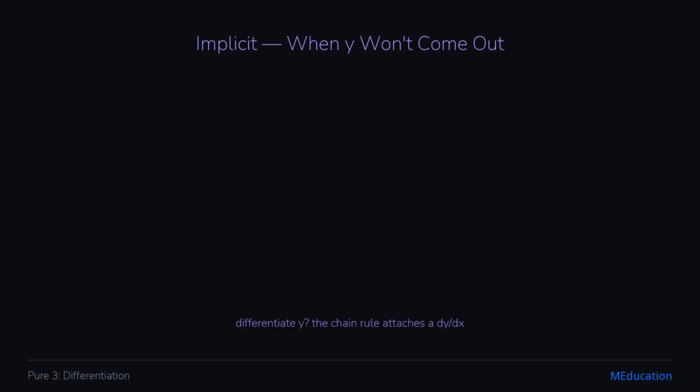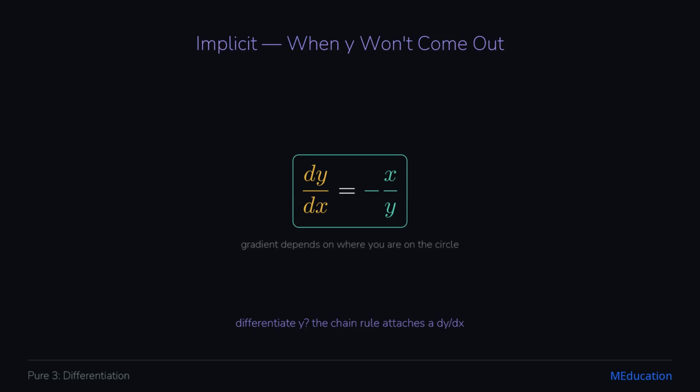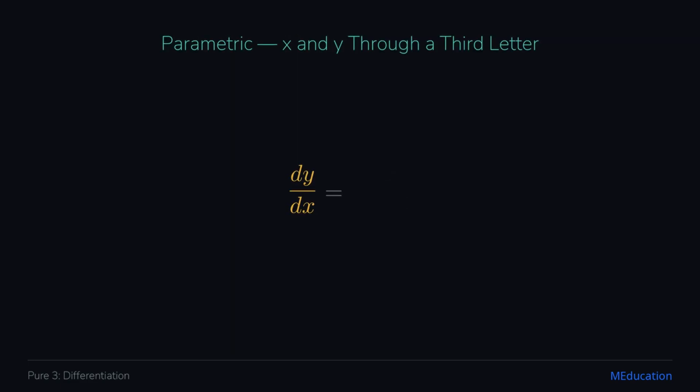Dy by dx equals minus x over y. Notice it depends on both coordinates, which makes perfect sense. A circle's steepness changes as you walk around it. Implicit differentiation is not a different rule. It is just the chain rule, applied bravely to a y you refuse to untangle.